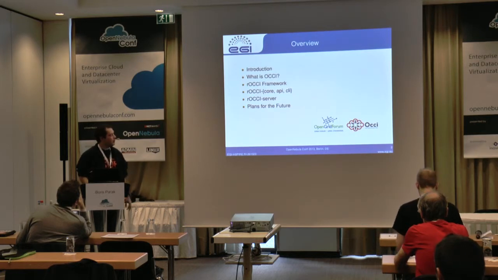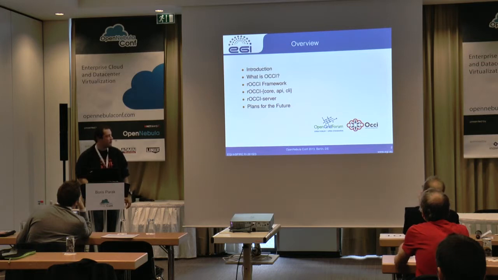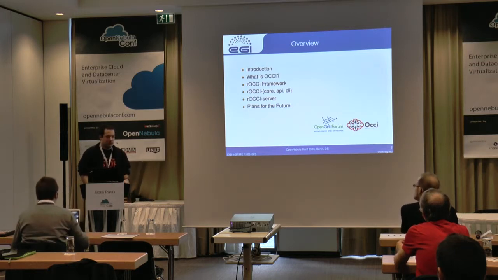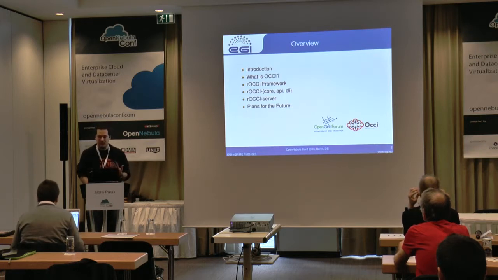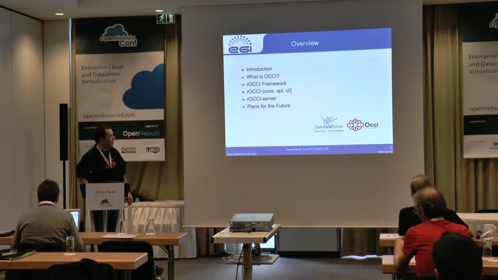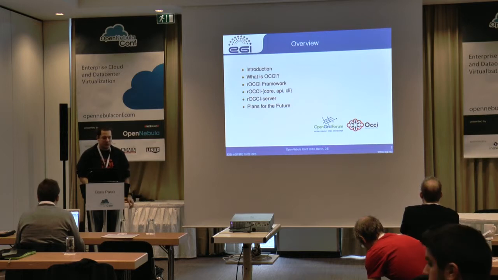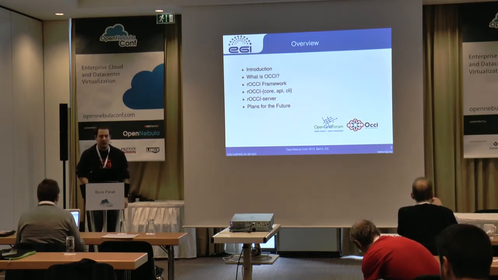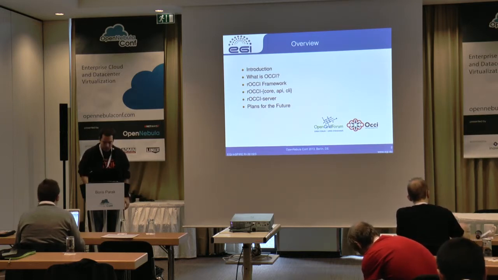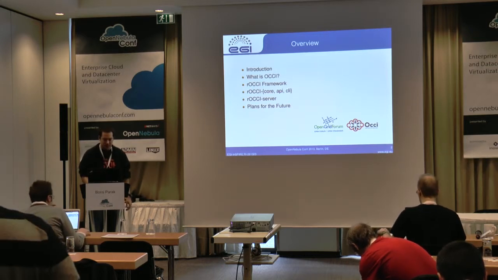So in the beginning, I will introduce CESNET and EGI Federated Cloud Activity. Then I will try to shortly explain what OCCI really is, what it does, how it looks like, and then I will go into rOCCI, our OCCI implementation, our clients, our servers for OpenNebula, and then I will try to provide some outlook for the near future and for the features we actually would like to develop and how we would like to continue this project.